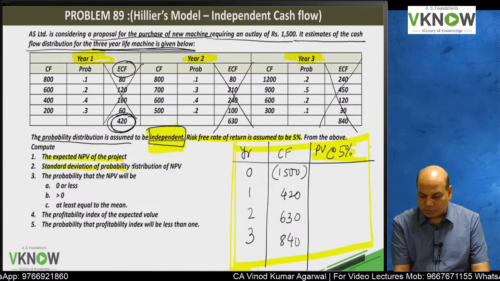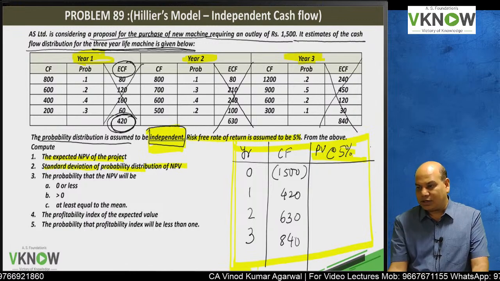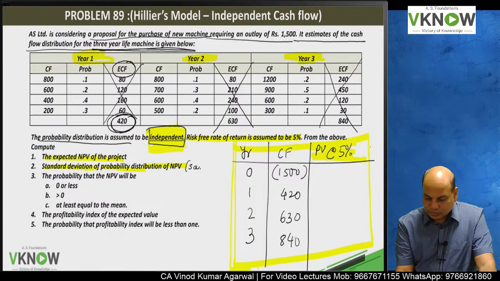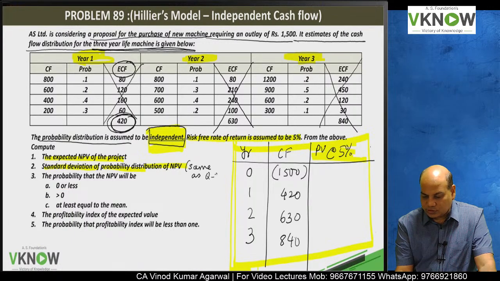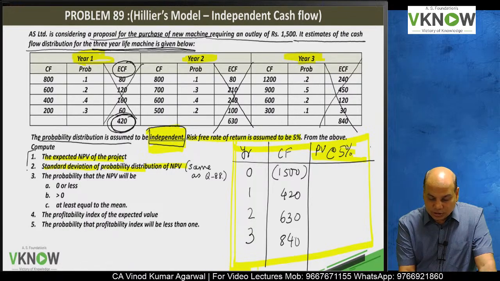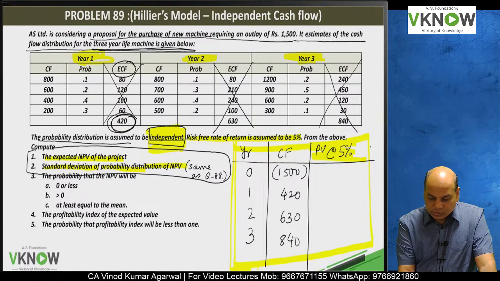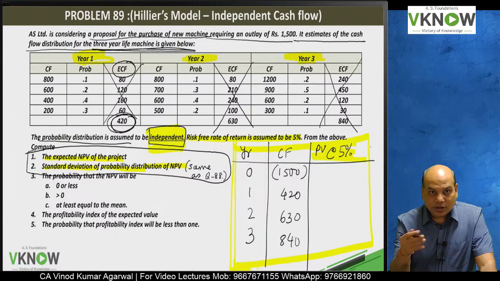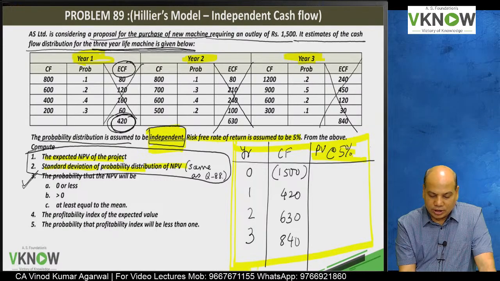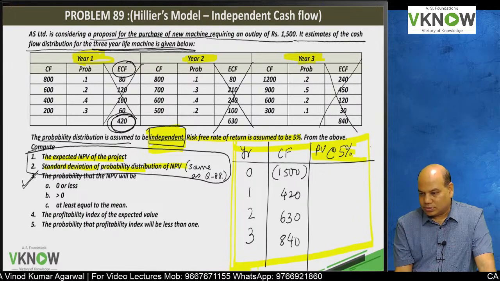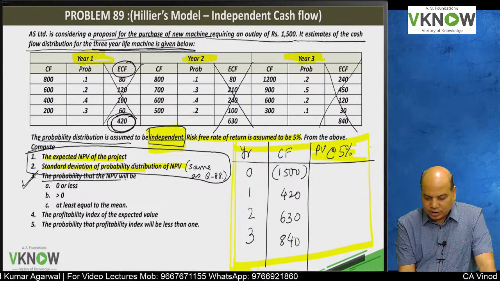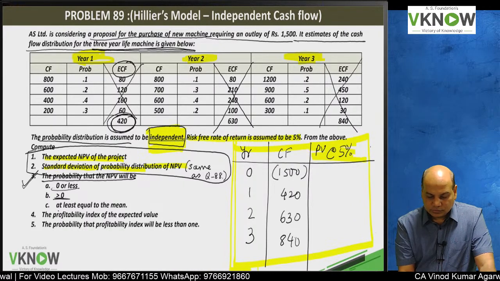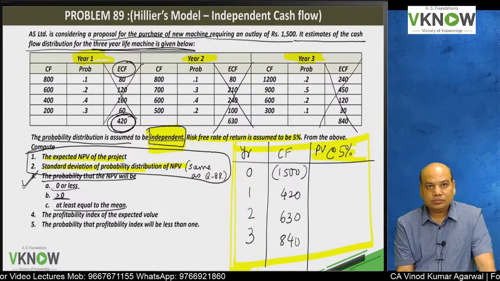Standard deviation of probability distribution of NPV, like the previous question number 88. First and second question are same as question number 88, but what they have done this time, they have added a few more questions. Find the probability that NPV will be 0 or less, more than 0, at least equal to mean.